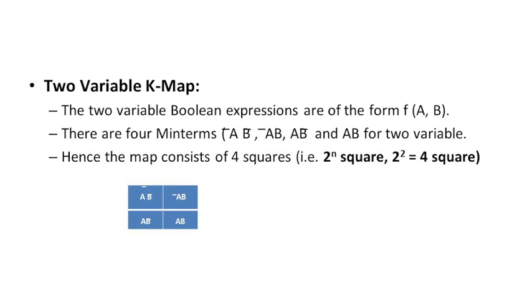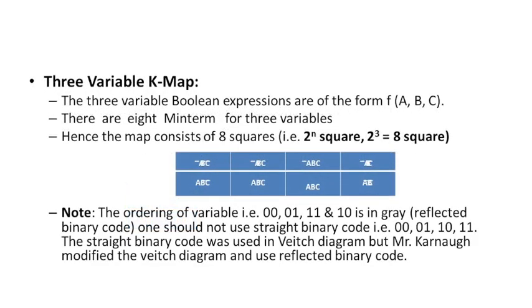Two variable K-map. The two variable Boolean expressions are of the form f(a, b). There are four minterms: a bar b bar, a bar b, a b bar, a b for two variables. Hence the map has four squares. So 2 variables means 2 to the power 2 is equal to 4 squares. Three variable K-map. The three variable Boolean expressions are of the form f(a, b, c). There are 8 minterms, because 3 variables gives 2 to the power 3, which is 8 squares.